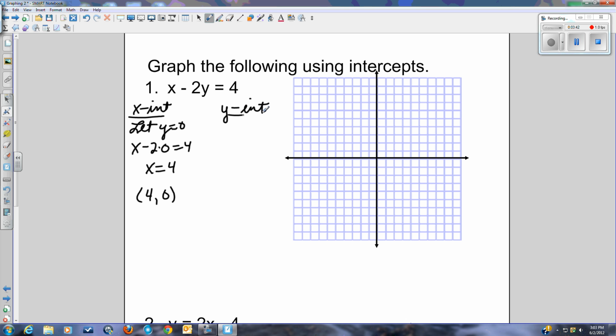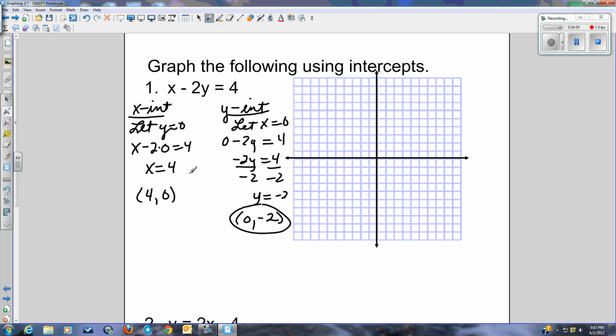Find the y-intercept. We let x equal 0. So we have 0 minus 2y equals 4. That's just negative 2y equals 4. Divide both sides by negative 2, and we get y equals negative 2. So you have the point 0, comma negative 2 for your y-intercept. So these are the 2 points you have, and you're going to go ahead and graph them.